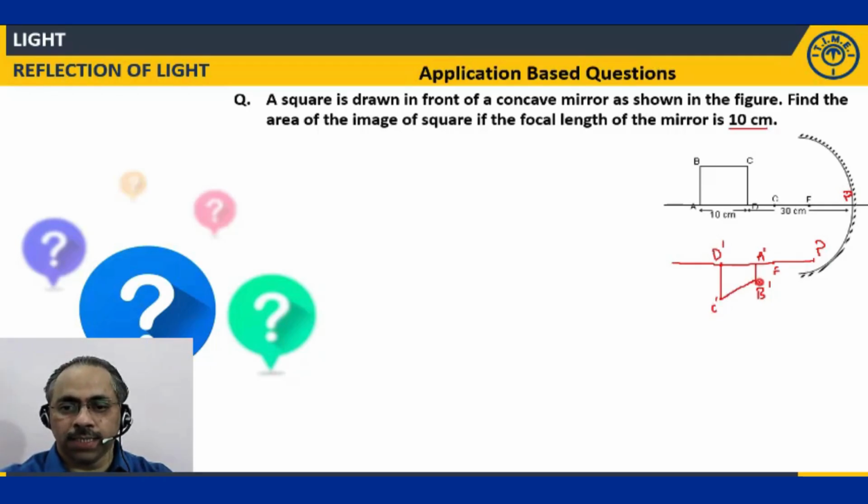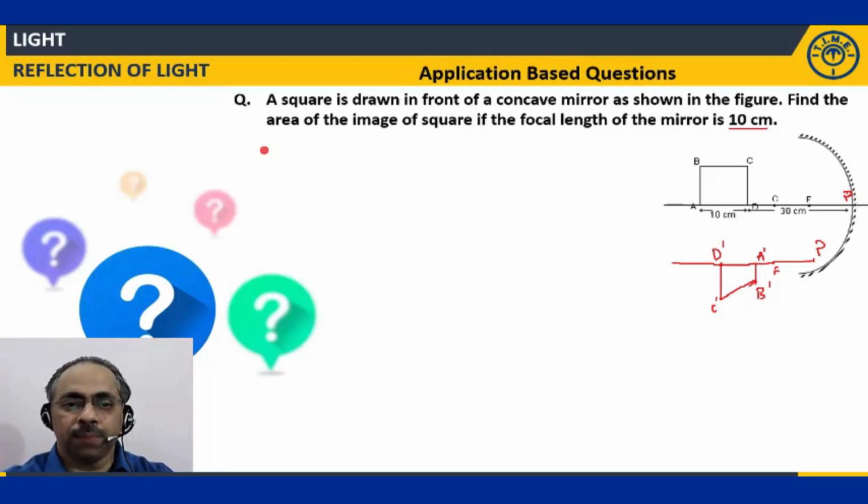So now if I join this C dash and B dash, what is the shape I am going to get? It is a trapezium. And what is asked here? Find the area of the image of the square. So the image of the square is not of the shape of a square. It is of the trapezium.